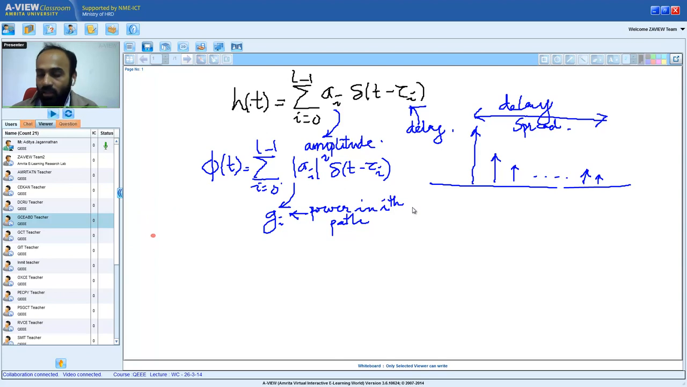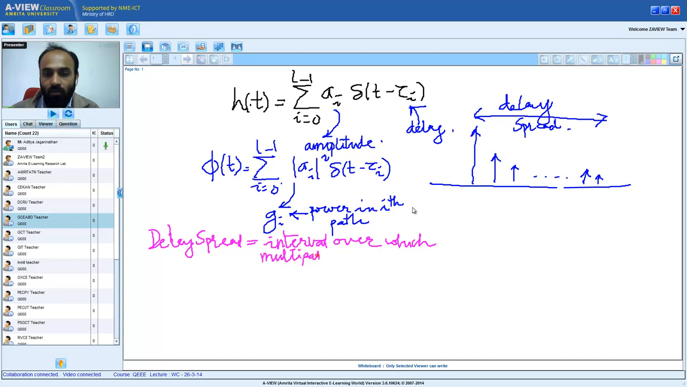So roughly speaking, the delay spread is the interval over which the multipath components arrive.